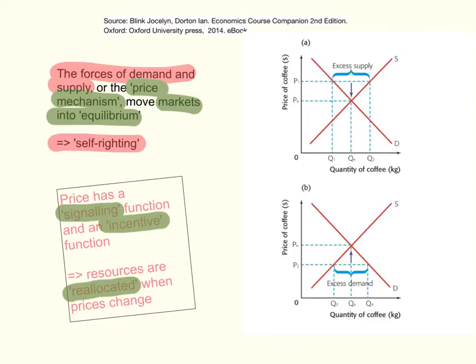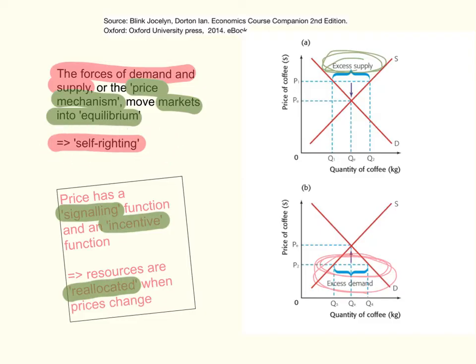Now, if producers set their prices above the equilibrium price, this will result in excess supply. It will result in a surplus of that product. And this will exert a downward pressure on price. So price will return back to equilibrium. And the opposite is true. If the producers set a price that's below equilibrium, there will be a case of excess demand. There will be a shortage. This exerts an upward pressure on the price, and the price will return back to equilibrium. And this is how the price mechanism is self-righting or self-correcting.